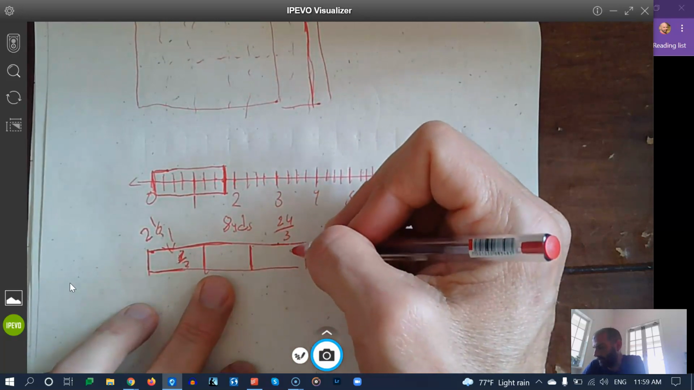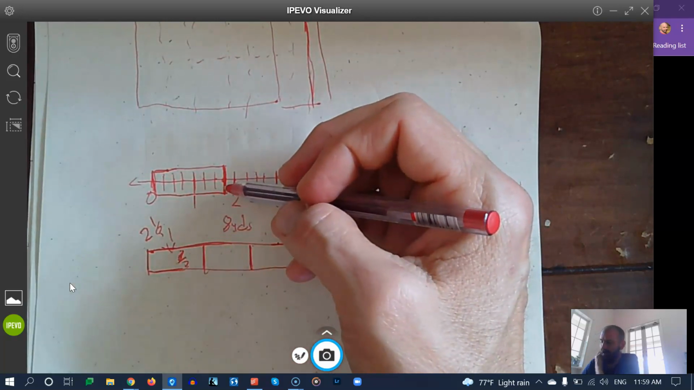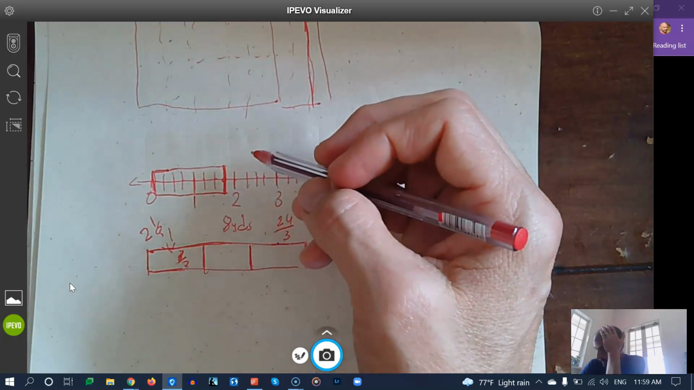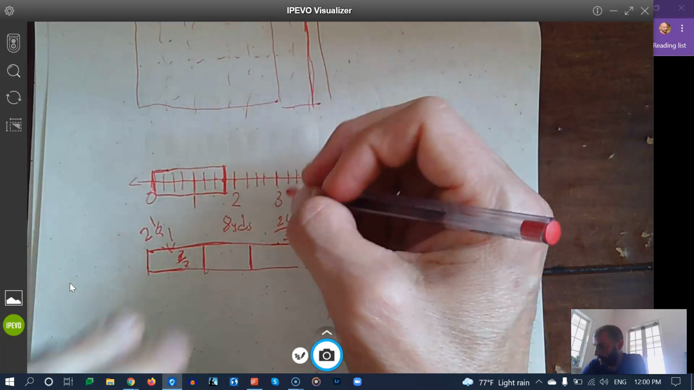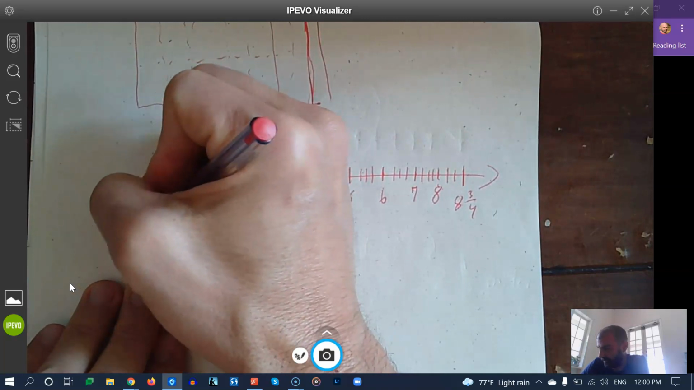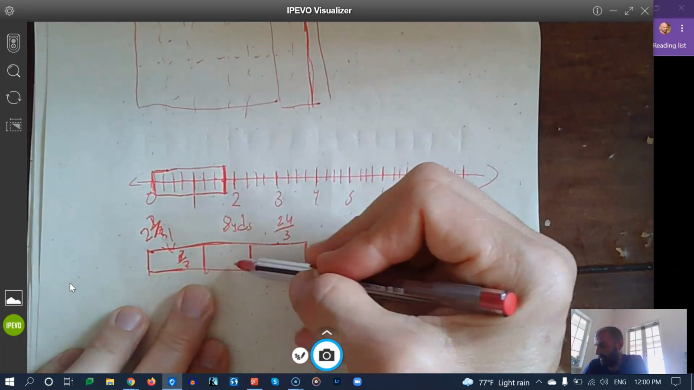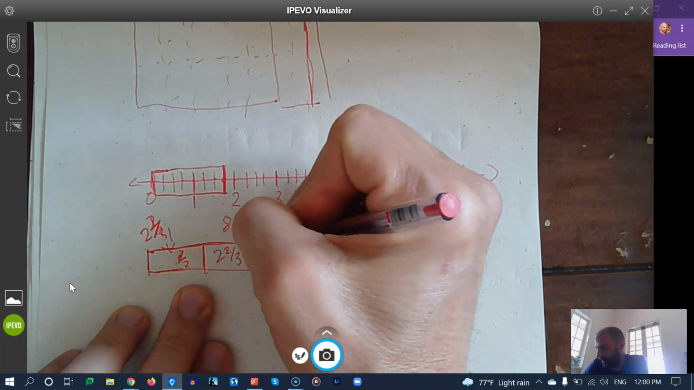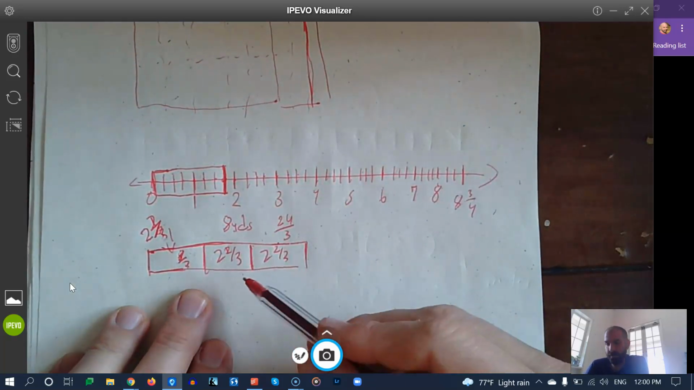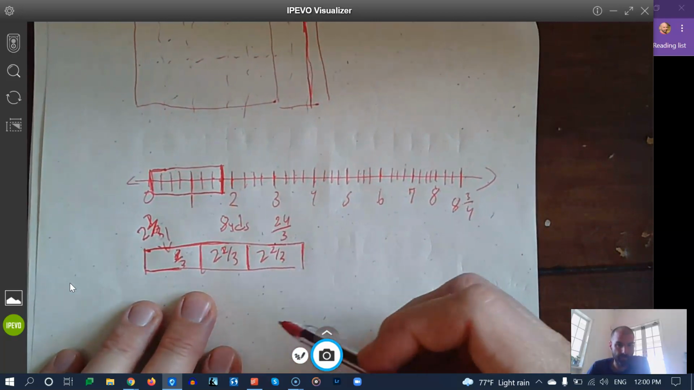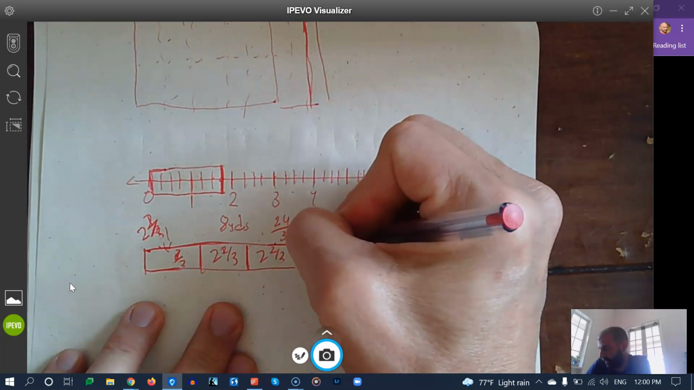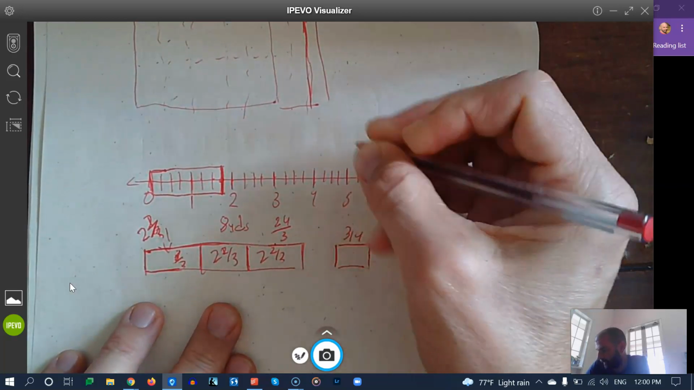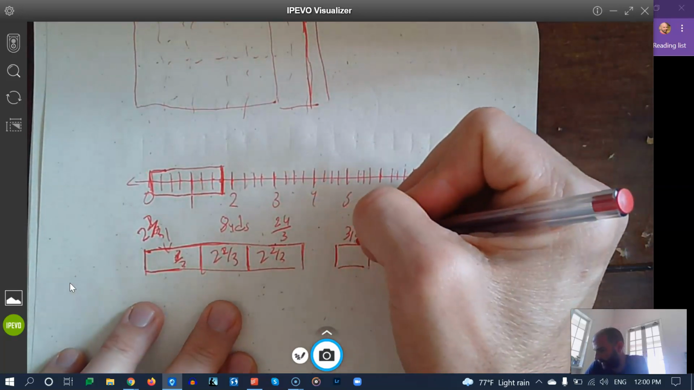2 1/3 yards. Yeah, that's 6. No, that's not right. 2 2/3. Sorry. 2 2/3 yards. All right, so that's 8. 1/3 of 8 is 2 2/3. So now I have this 3/4 left, but I want to split that into thirds as well.